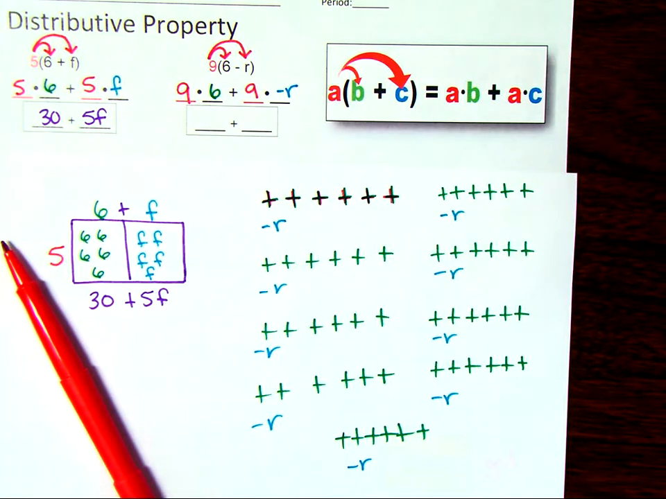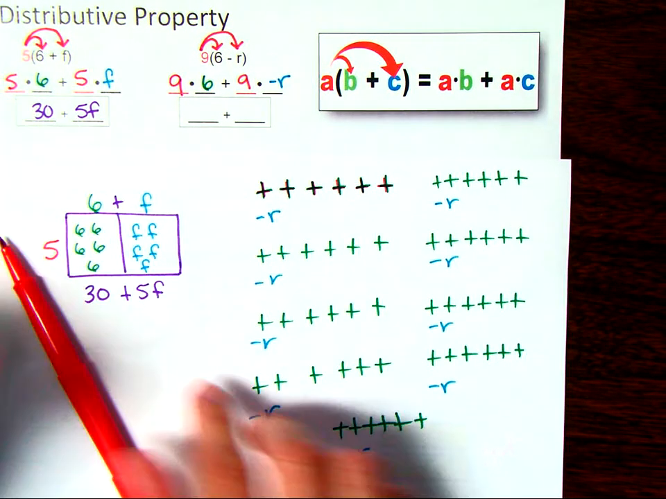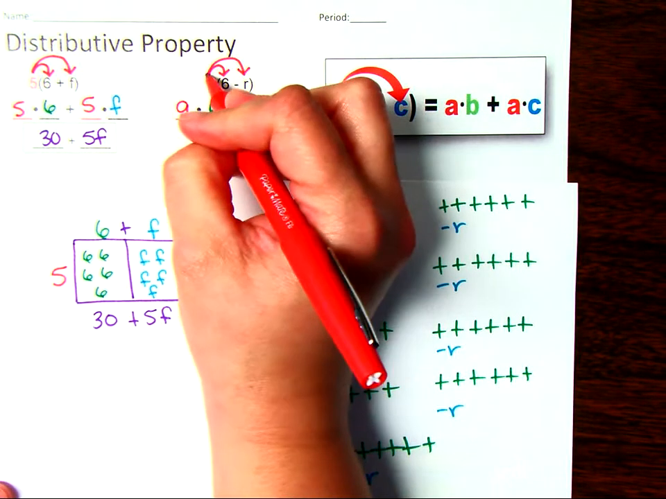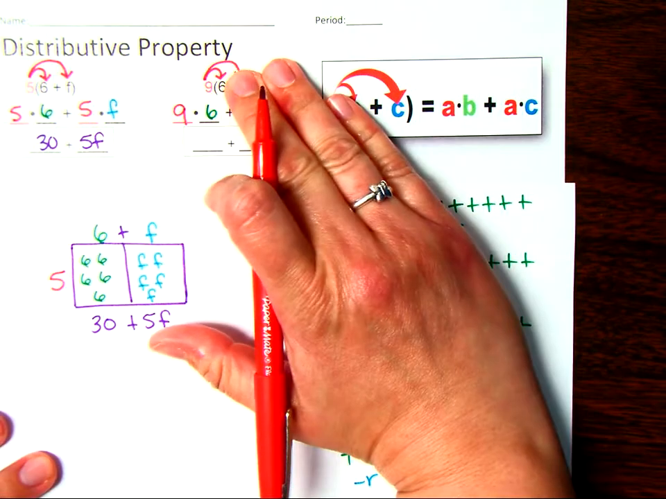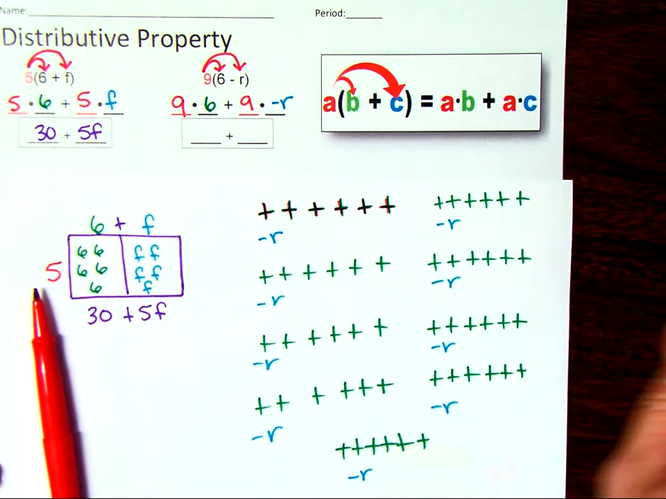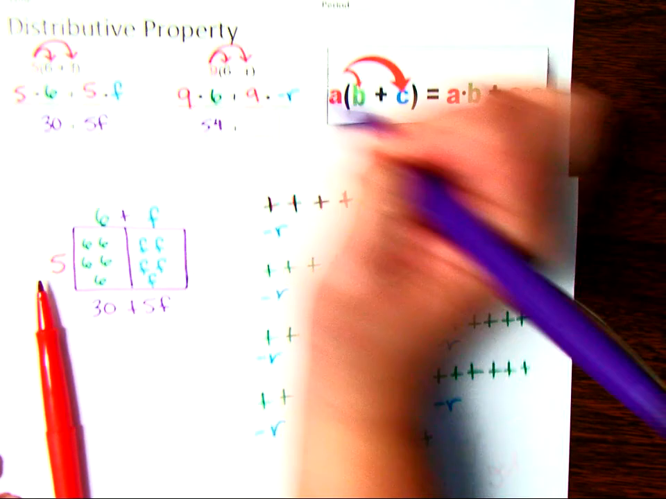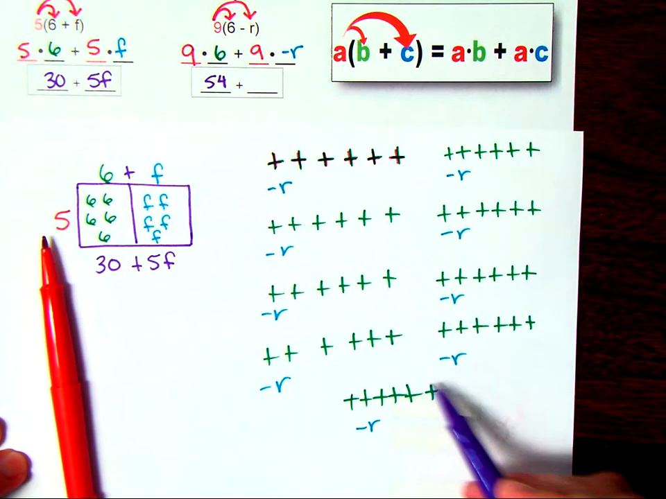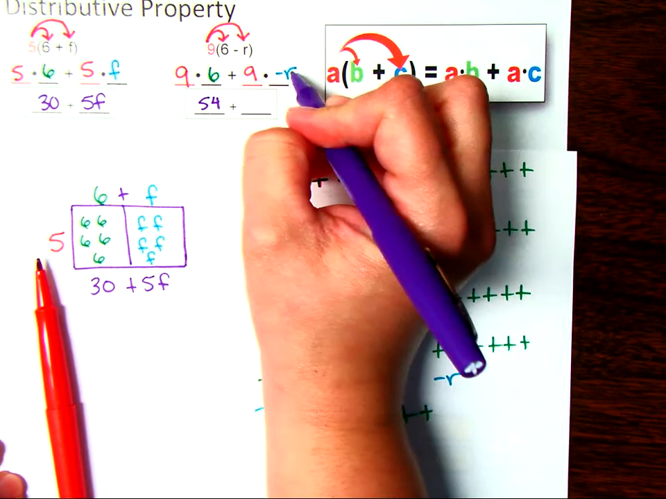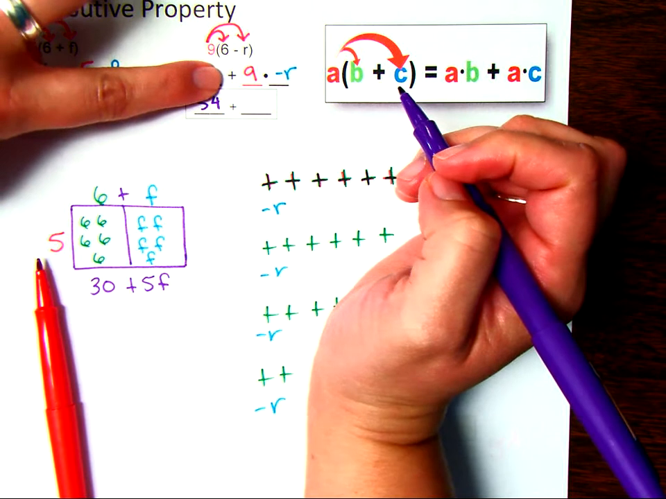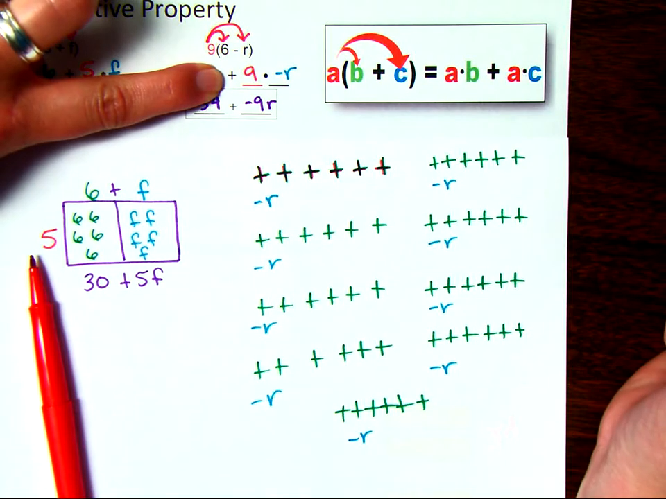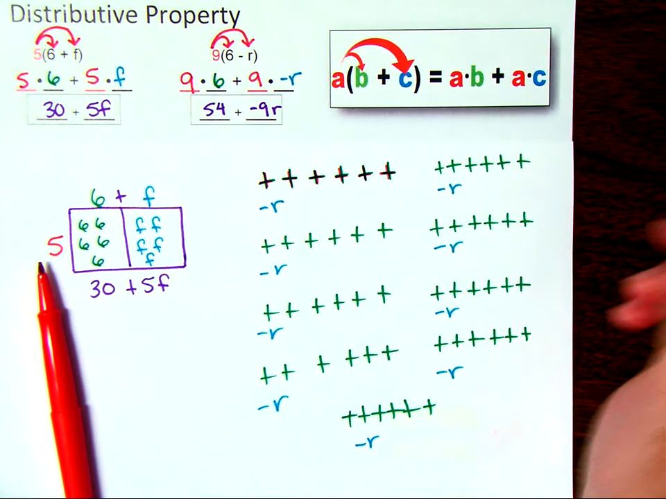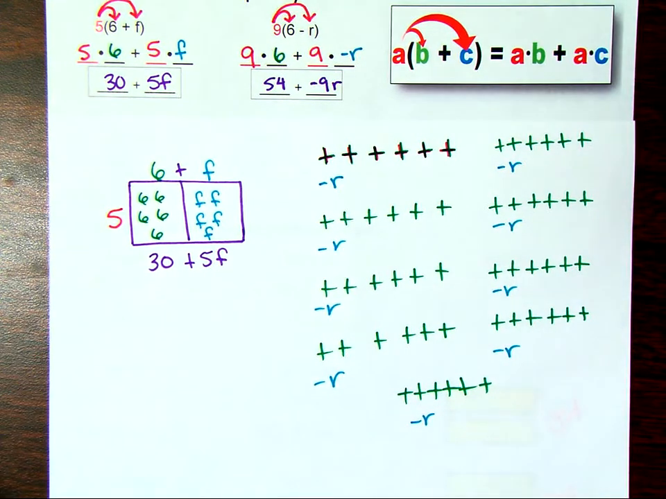So instead of having to draw it each time or draw an area model, if you can understand that we're distributing this outside number to every part in the parentheses, so 9 groups of 6 is 54. If you were to sit here and count, you would count 54 positive signs. And 9 groups of negative r, well, a positive times a negative is a negative, and 9 times negative r is negative 9r. Okay, so that's what we're going to be doing on today's assignment.